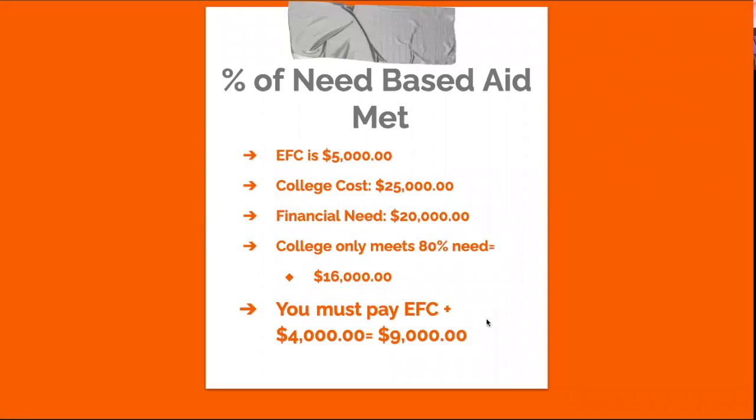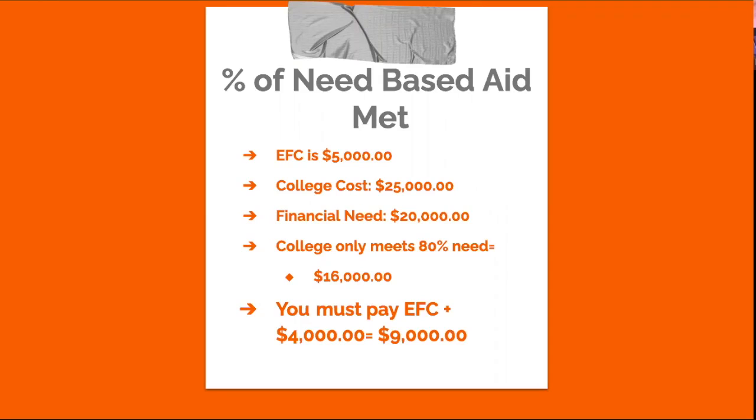But the point is that when you're looking at colleges, it's helpful to look at what percent of need they meet. And that's really easy. You can just Google how much need does Truman meet. It meets 86% or something like that. I haven't checked, so don't take my word for that.